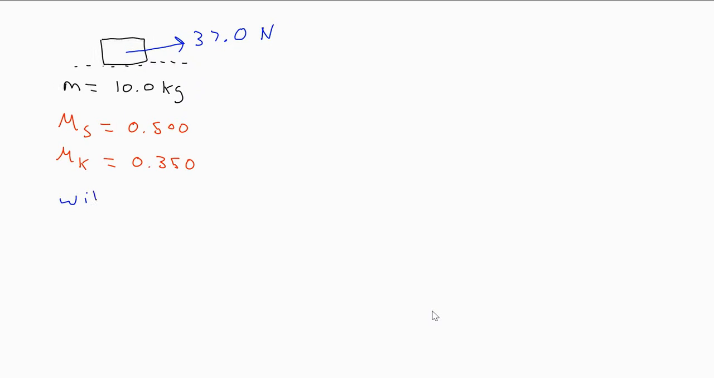The first question that I'm going to ask is, will this mass accelerate? In other words, will it move if it's starting from rest? That's the question I want to know. Again, I have to start with a free body diagram. I know it's sitting on a desk, and I know that we have an applied force, and I know that since we're on the Earth, there is a force due to gravity.